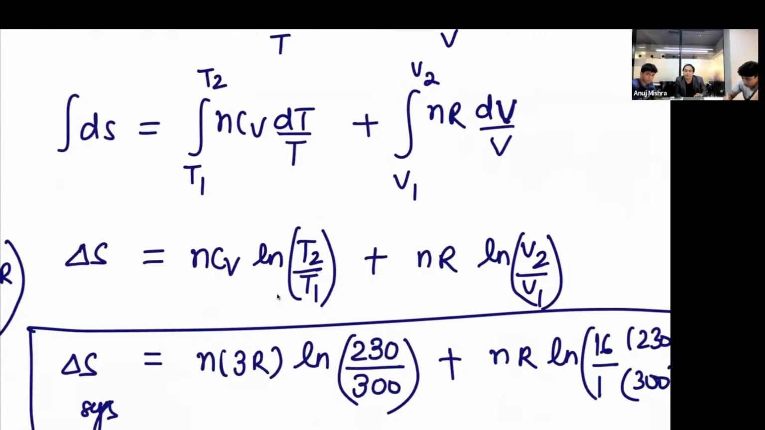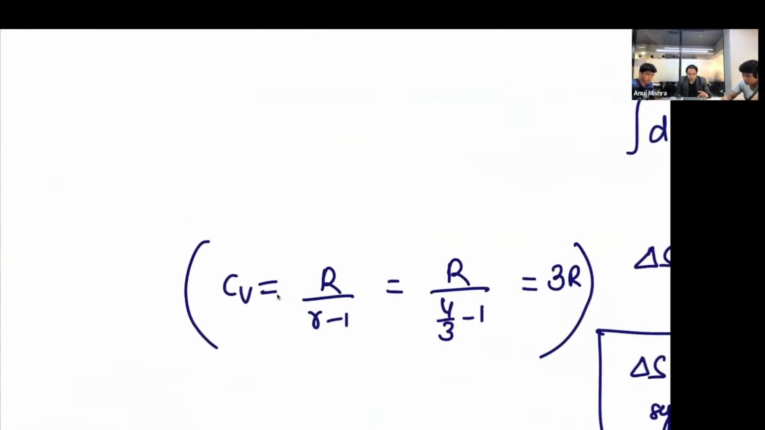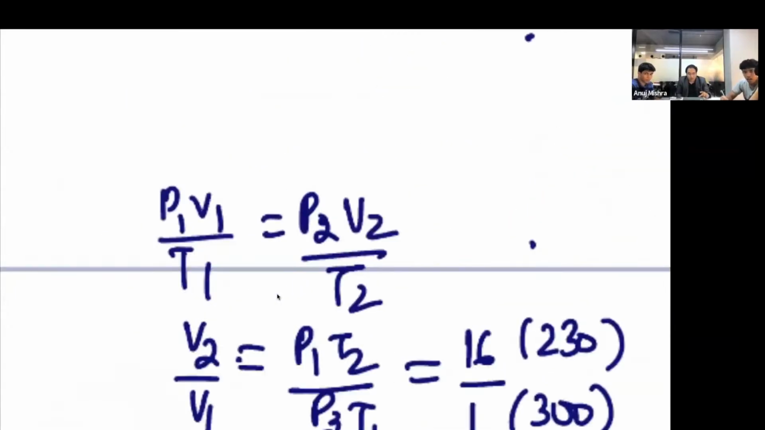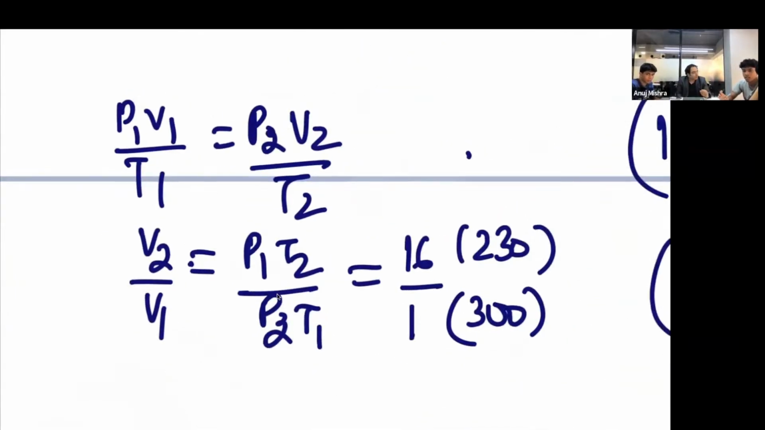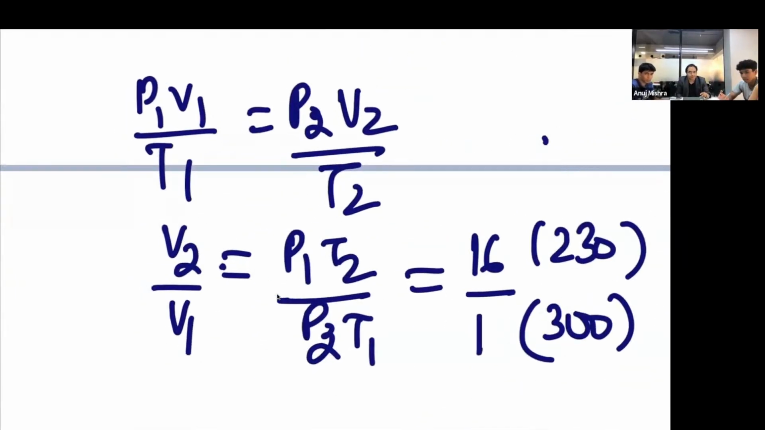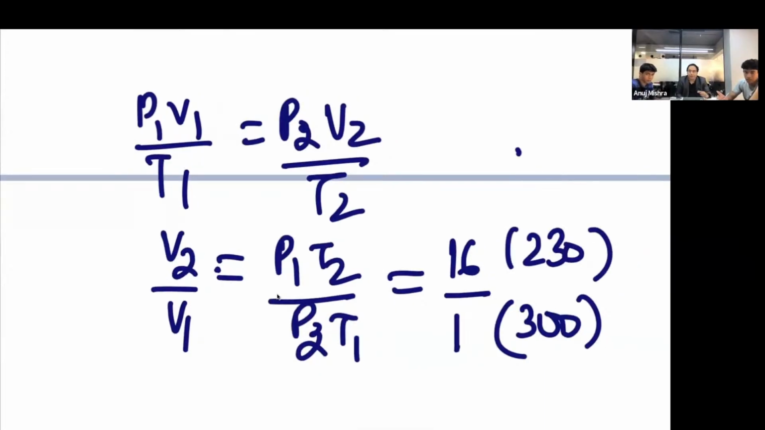Now, how will you solve V2 upon V1? P1 V1 upon T1 is P2 V2 upon T2. Why? P1 V1 upon R T1 is N. P2 V2 upon R T2 is N. Moles are not changing, moles are same. So since your moles are same, then you can use this formula. Now V2 upon V1 comes out how much? P1 upon P2 into T2 by T1.